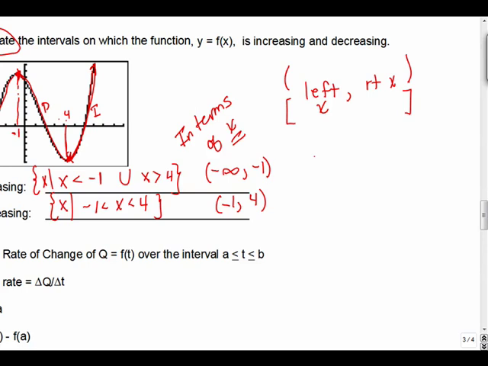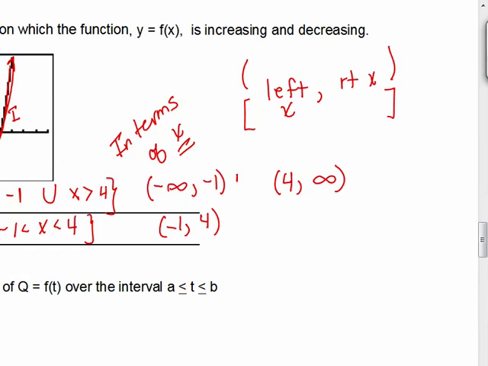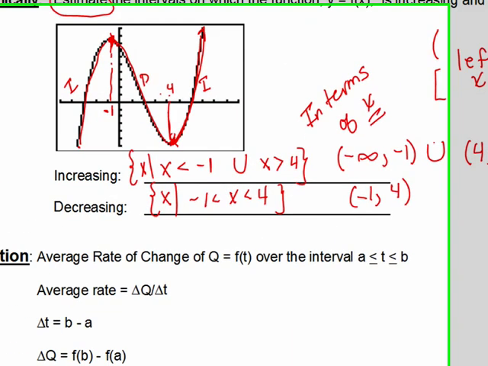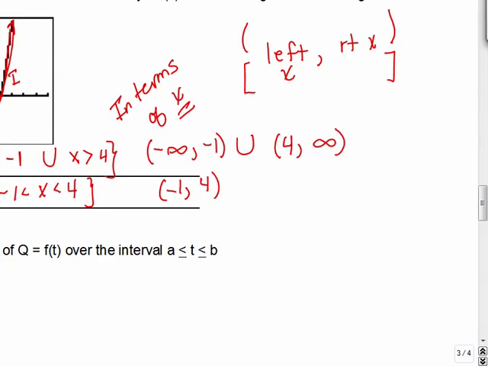Then the second interval would start at 4 and go to all of the larger x values forever, so that would be 4 to infinity, and again parentheses. And since I have two intervals, I'll again use the union symbol. So again, this first one was inequality notation. The second is interval notation.